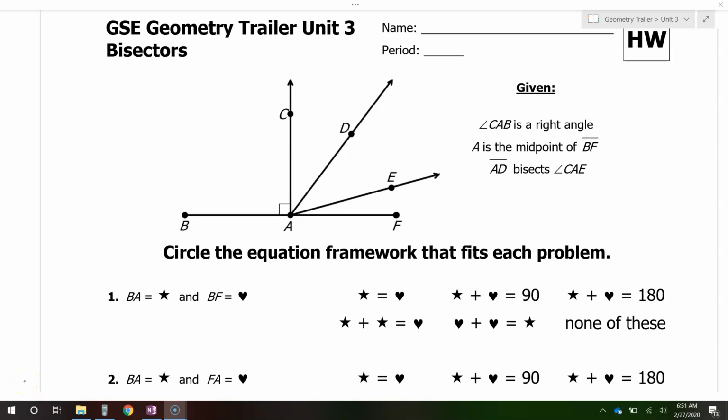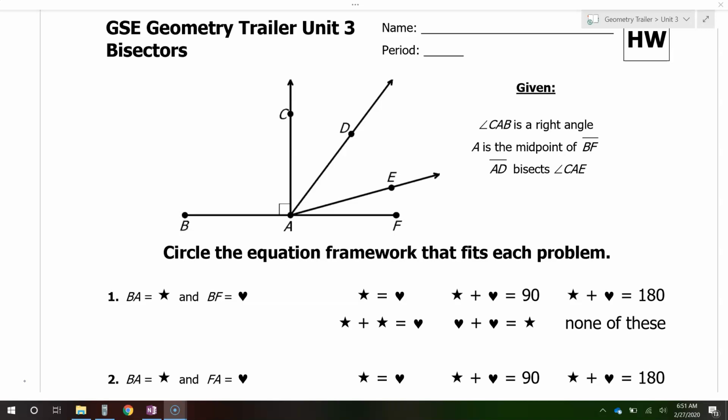In this video, we will be discussing bisectors. We'll be talking about the equations that arise when we have a bisector or a midpoint. These are things that split angles and segments exactly in half. So let's look at the given.